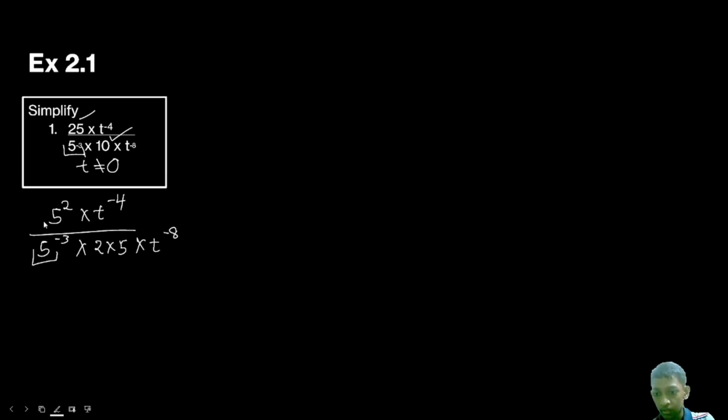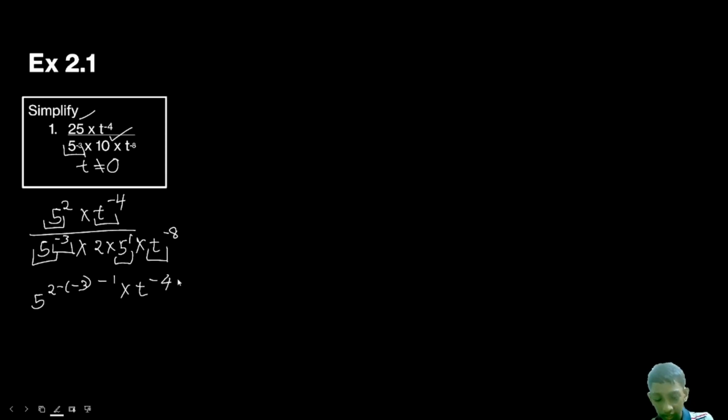Now we have here 5 as the base and t as the base. So let's write 5 raised to the power of 2, and this minus 3 will be minus of minus 3 when it moves to the numerator, and there is no exponent for the other 5 in the denominator. So if there is no exponent, the exponent will always be positive 1. So when this positive 1 moves here, this becomes minus 1, into t raised to the power of minus 4. So there is another t in the denominator.